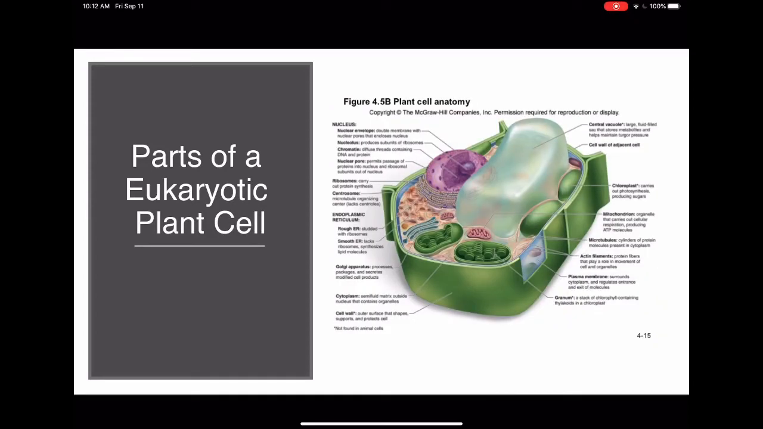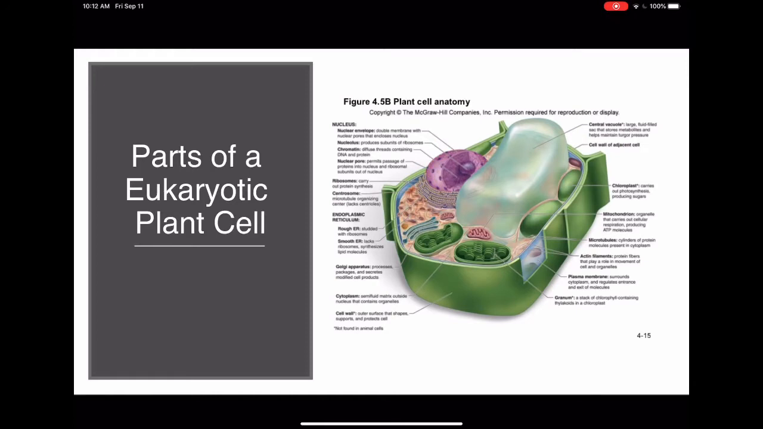All right, so parts of a eukaryotic plant cell. So plants are also eukaryotes. They have a lot of structure. They have organelles, many of the same organelles that we just went over in the animal cell. So I'm not going to go through all of these, but I am going to highlight the two very specific organelles that are important for plants. Actually, three. So first we have the cell wall.